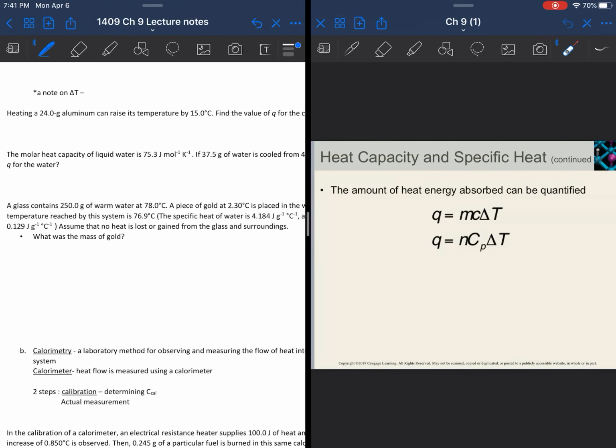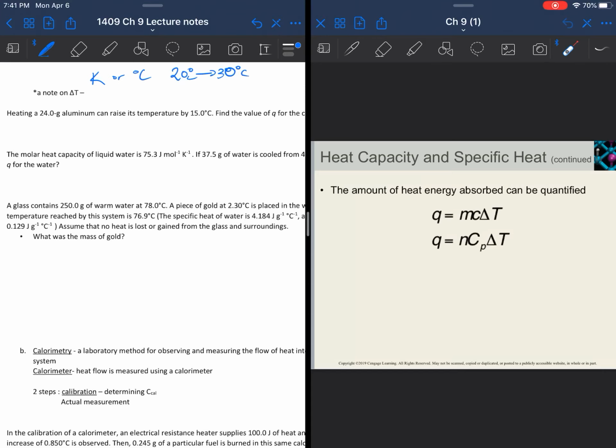couple of problems. Something that we want to discuss here for just a moment, though, is delta T. We're going to make a note on delta T. Delta T can be in Kelvin or in degrees C, and it doesn't matter. You do not need to convert when it is delta T.